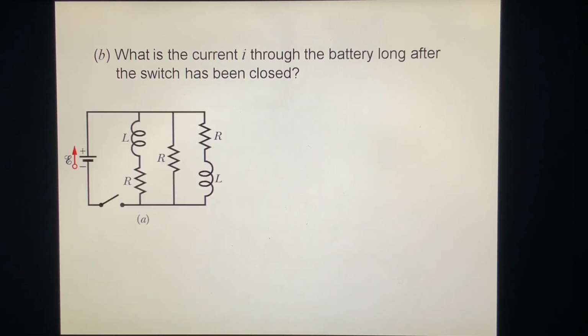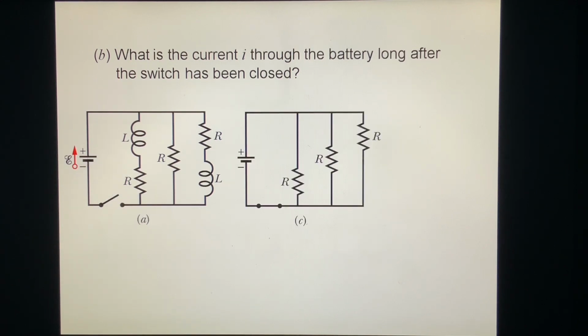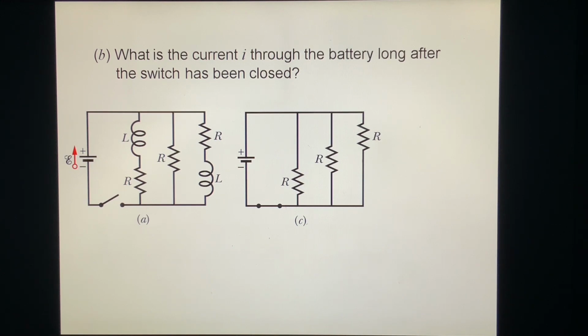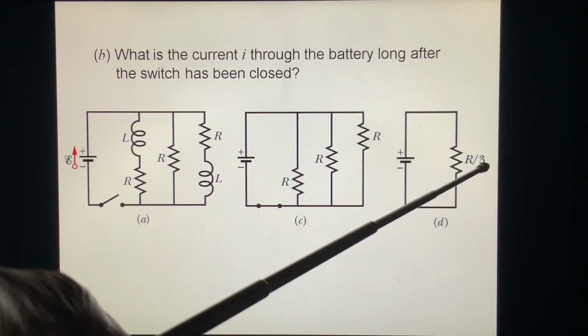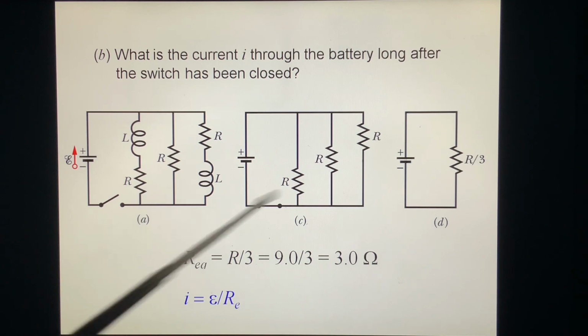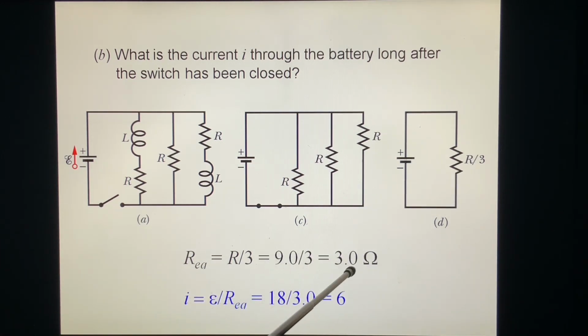Now, question B. What is the current I through the battery long after the switch has been closed? We notice that long after the switch has closed, everything is in equilibrium. The inductor is just a wire, with no resistance. So this becomes 3 identical resistors connected in parallel. We replace them with R over 3. So R equivalent is R over 3, which is 3.0 ohm. Then I is epsilon over R equivalent, which is 6.0 ampere.